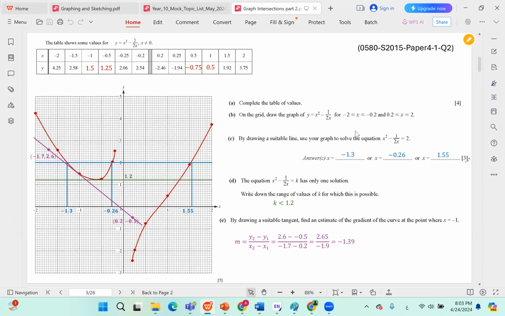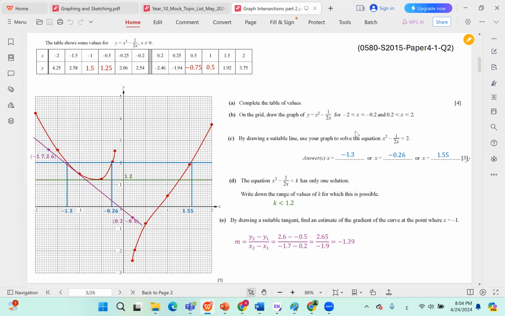After we're done plotting the points, we join them together in smooth curves as much as possible. So you should not be drawing broken lines. It should not look something like this. This is not a correct curve. It looks similar to ours, but this is not correct. It has to be one smooth curve for the set of points in the negative as well as the set of points in the positive.